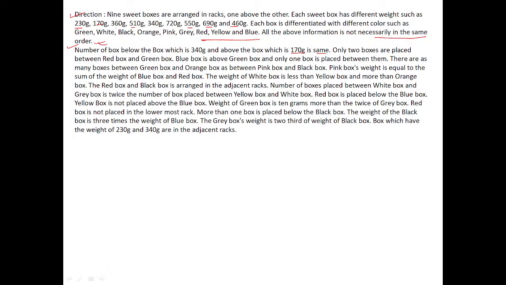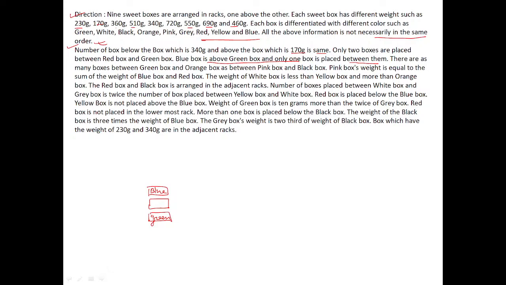Blue box is above green box. Only 1 box is placed between them. Now this is a very static statement, right? Blue box is above green box and only 1 box is placed between them. We can surely write it. Blue box is above green box and only 1 box is in between them, right? This is green.